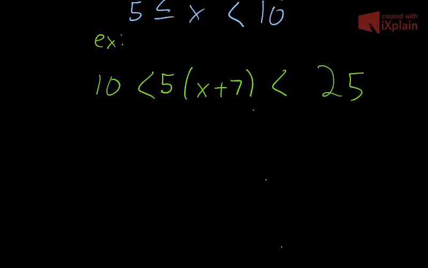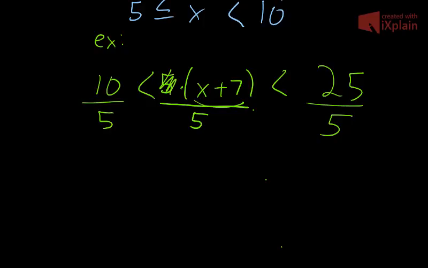Or I could say, well, this whole bit right here is being multiplied by 5. So to cancel the 5 out, I'm just going to divide by 5. Divide that whole thing by 5. I'm going to do that to every side I've got. So by doing that, this 5 is going to cancel out here. 10 divided by 5 is 2, which is now less than x plus 7, which is less than 5.